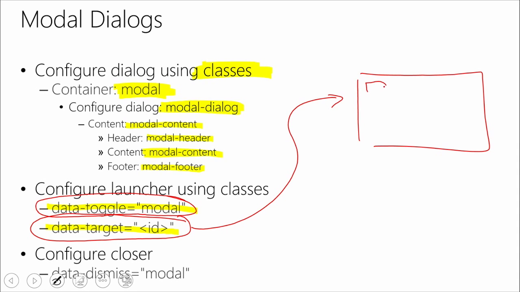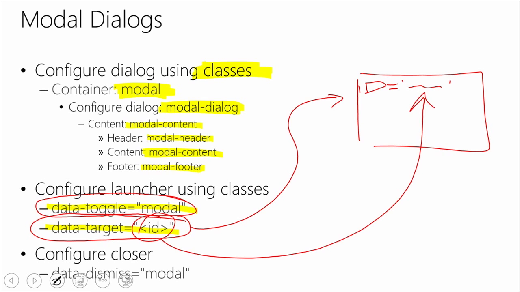So inside of here, you're going to specify ID equals, and then whatever the name happens to be. The ID that you provide here needs to match that ID there. And you'll notice, by the way, that you are going to use a pound sign to identify that ID. And then finally, last but not least, you're going to want to be able to close out your modal dialog box. And you're going to do that just by adding on to whatever button it is that you might want, data dismiss equals modal.